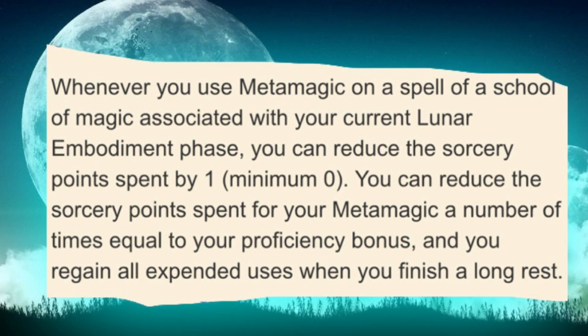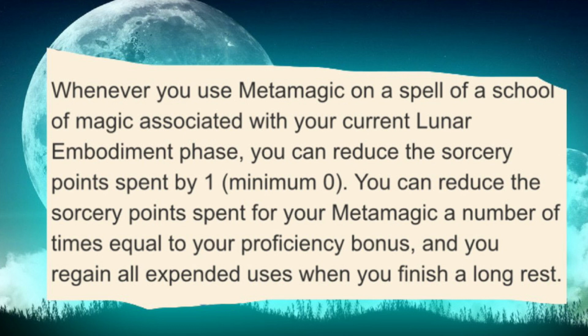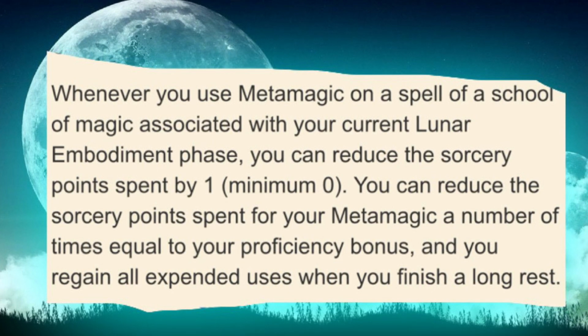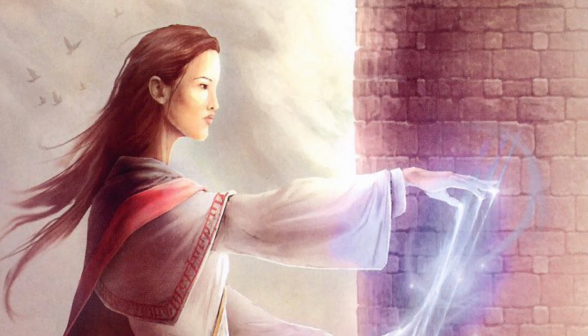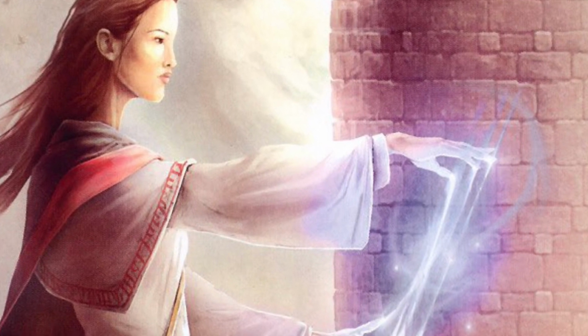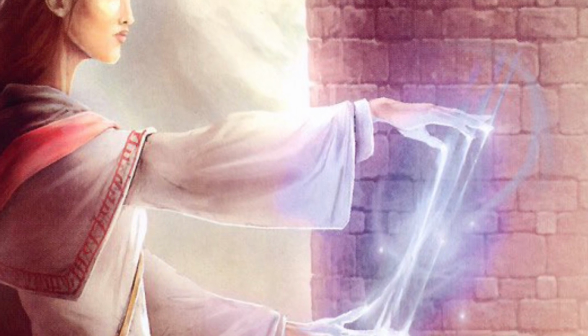You can reduce the sorcery points spent for your metamagic a number of times equal to your proficiency bonus, and you regain all expended uses when you finish a long rest. This is one of those abilities that it's great because it helps your sorcery points go further, and since they are so limited, it's a very big boon, making them last longer, making them cost less.